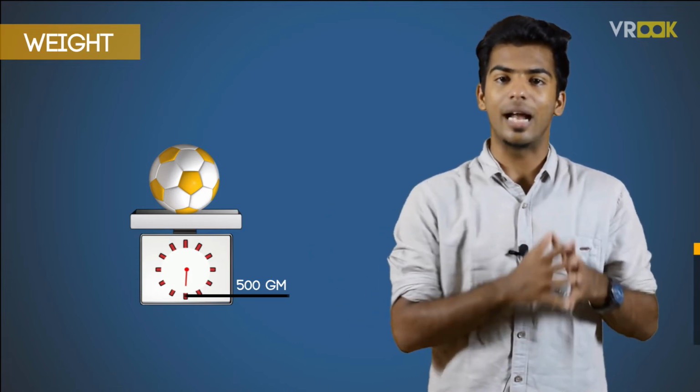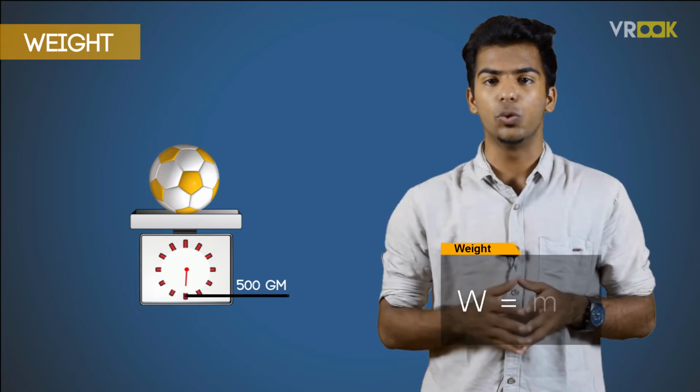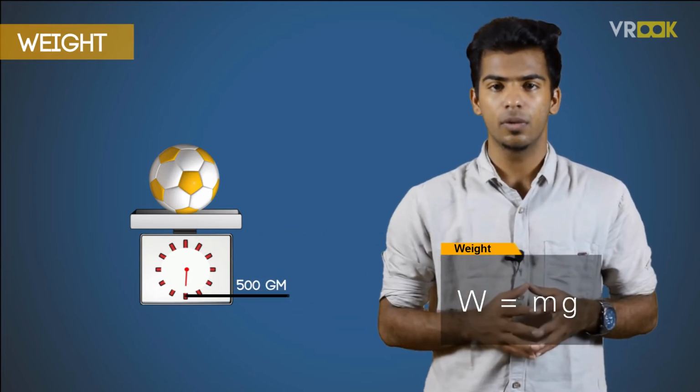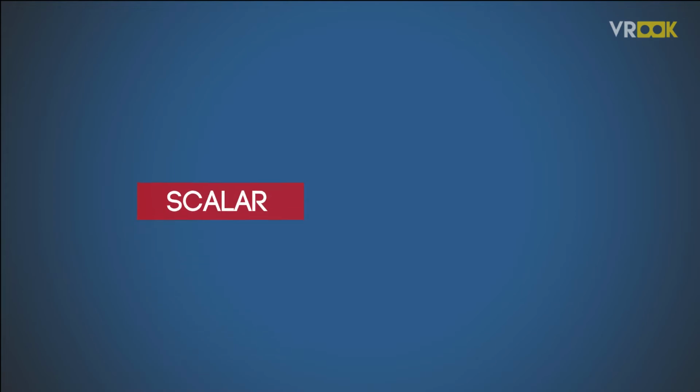So, weight of the body is mass multiplied by the acceleration of this body due to gravity. That is, W is equal to mg. We measure it in Newton. While we are talking about mass, force and weight, let's learn a bit about scalar and vector.